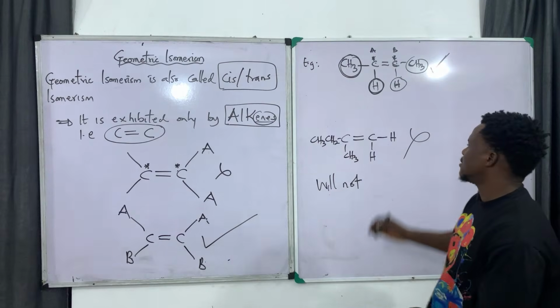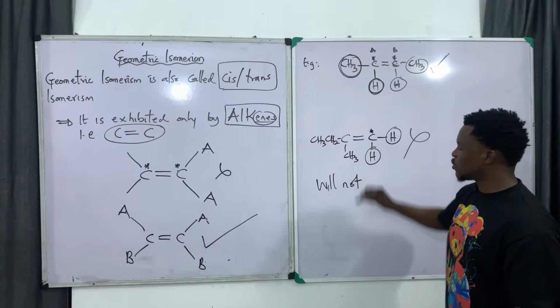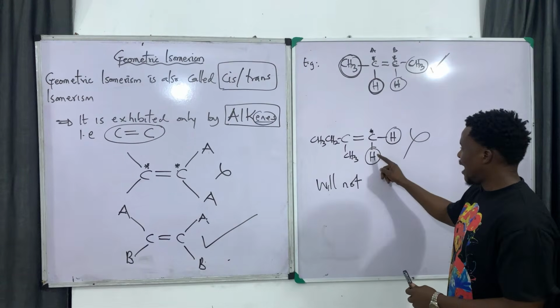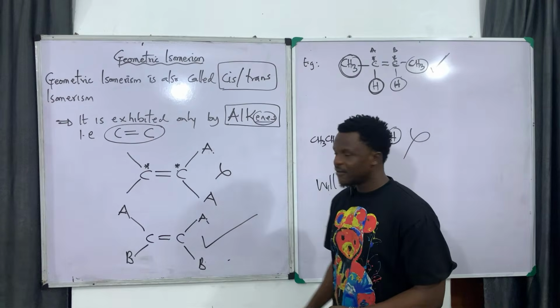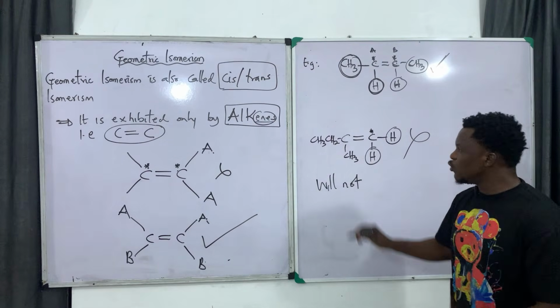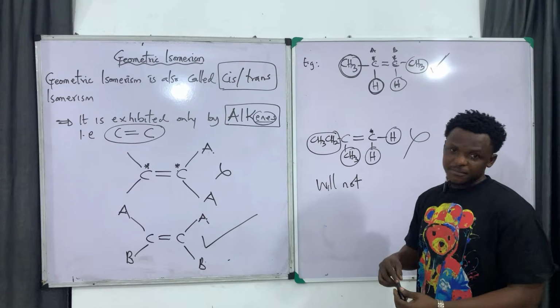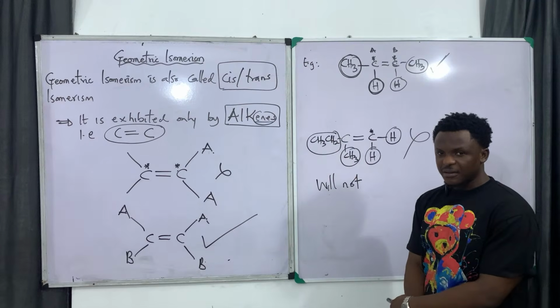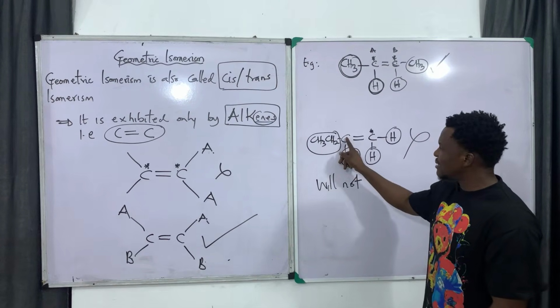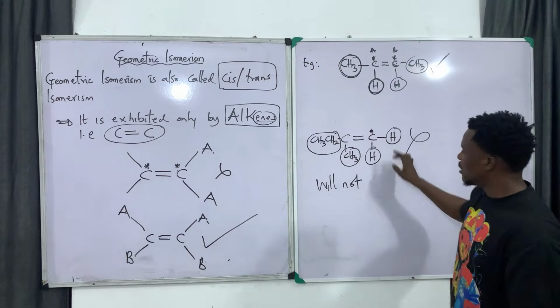Why? Because this carbon of the double bond has the same substituents, H and H, which is something like A and A. This one will not show geometric isomerism, even though the other carbon has different substituents. This one has CH3 and CH2, while this one has CH3. Even though this part has a difference, because there is similarity here, it will not.